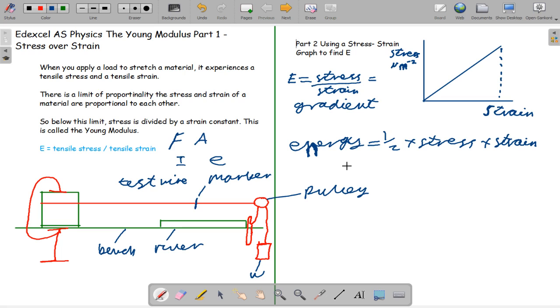So it's the energy stored per 1 meter cubed of wire, and the stress-strain graph is a straight line, provided that Hooke's law is obeyed. More on Hooke's law in a previous tutorial. Energy is half times stress times strain, and that's all you need to know for the Young modulus.